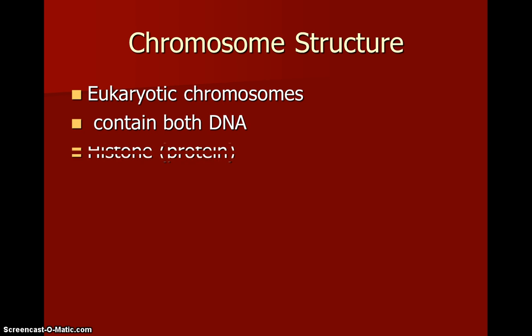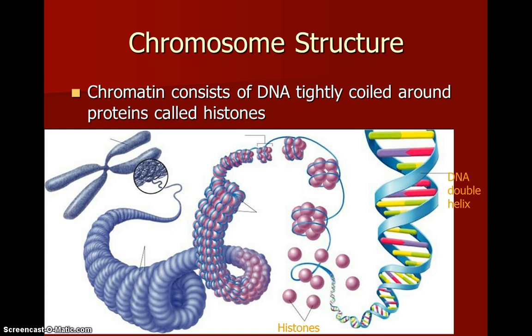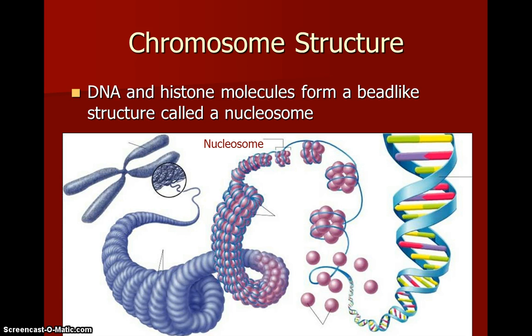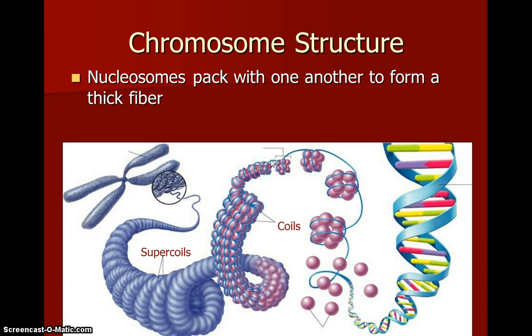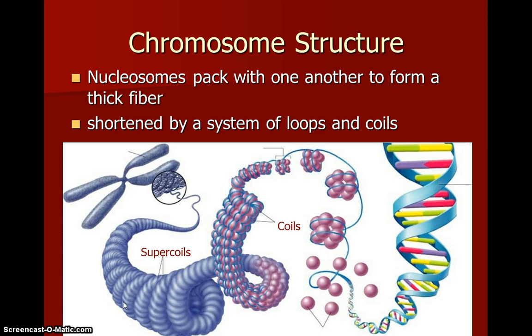Eukaryotic chromosomes contain both DNA and histones, which are proteins. The chromatin consists of DNA tightly coiled around a protein called the histones. DNA and histone molecules form bead-like structures called nucleosomes. Nucleosomes are packed with one another to form a thicker fiber. So then we have the coils, and then we have the supercoils, shortened by the system of loops and coils. So that's what makes it shorter.